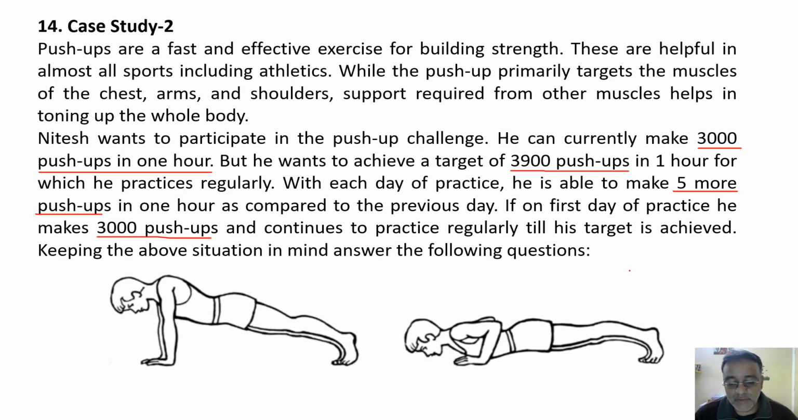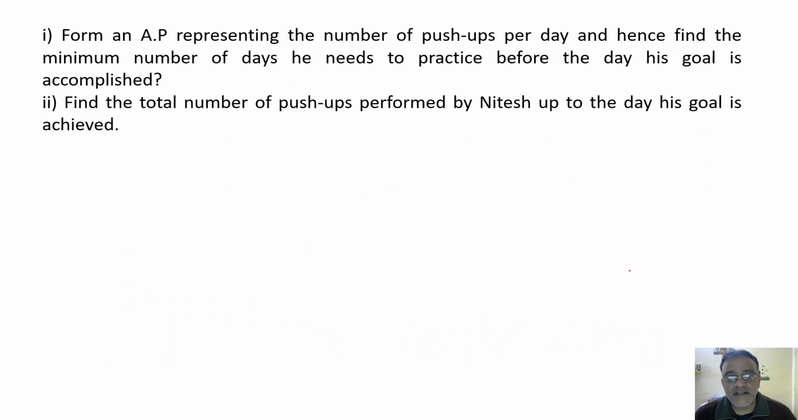Right? तो इसमें हम लोग क्या करेंगे, पहले तो जो numbers है वो लिखेंगे. First number is 3000. Then the first question: we have to form an AP representing the number of push-ups per day, and hence find the minimum number of days he needs to practice before the day his goal is accomplished. Right? So this is the number of push-ups per day. 3000 से start किया और उसका target है 3900, and every day he is increasing 5. So 5 push-ups increasing uniformly, so it will form an AP.